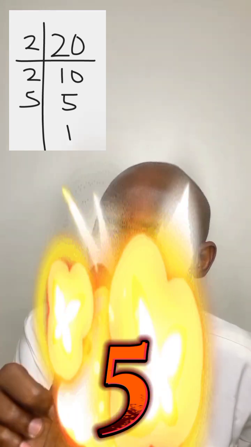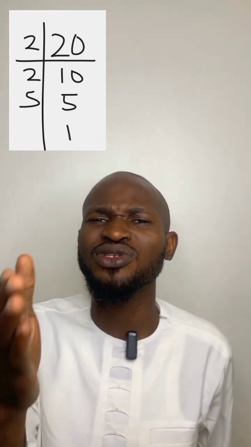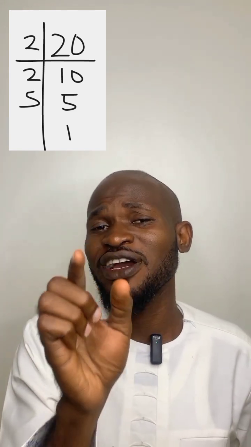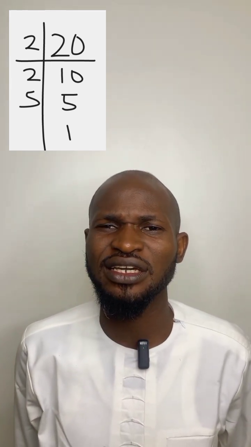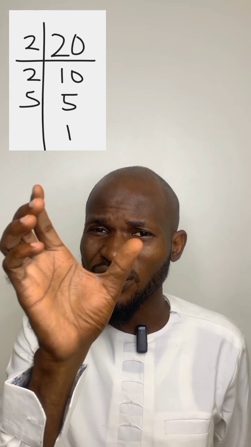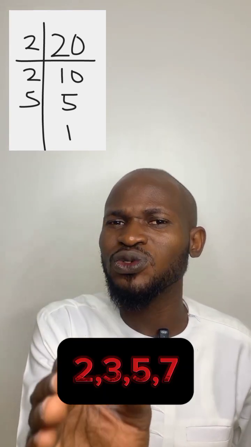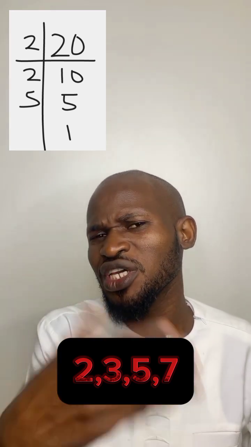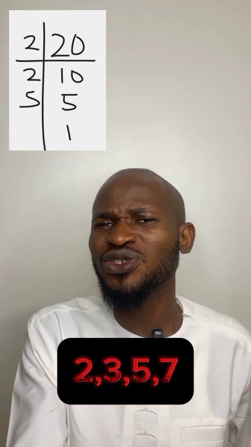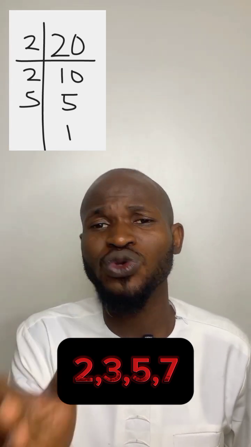But at this point, you can't continue with 2, because if you divide 5 by 2, you're going to get a remainder. 5 divided by 2 is 2, remainder 1. You can't do that. If you do that, you will spoil the whole process. So you need to leave 2. It's time for you to tell 2 bye-bye and go to the next prime number, which is 3. But you can't use 3 either because 5 divided by 3 is going to give you what? 1 remainder 2. You don't need remainder, so you can't use 3.